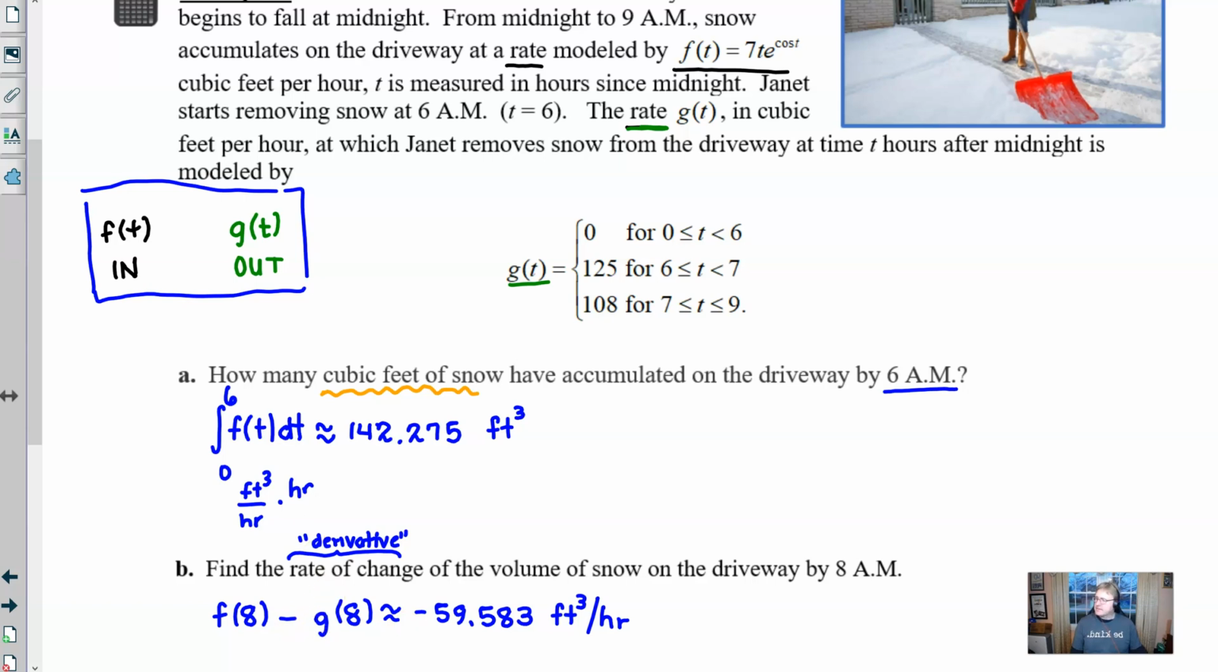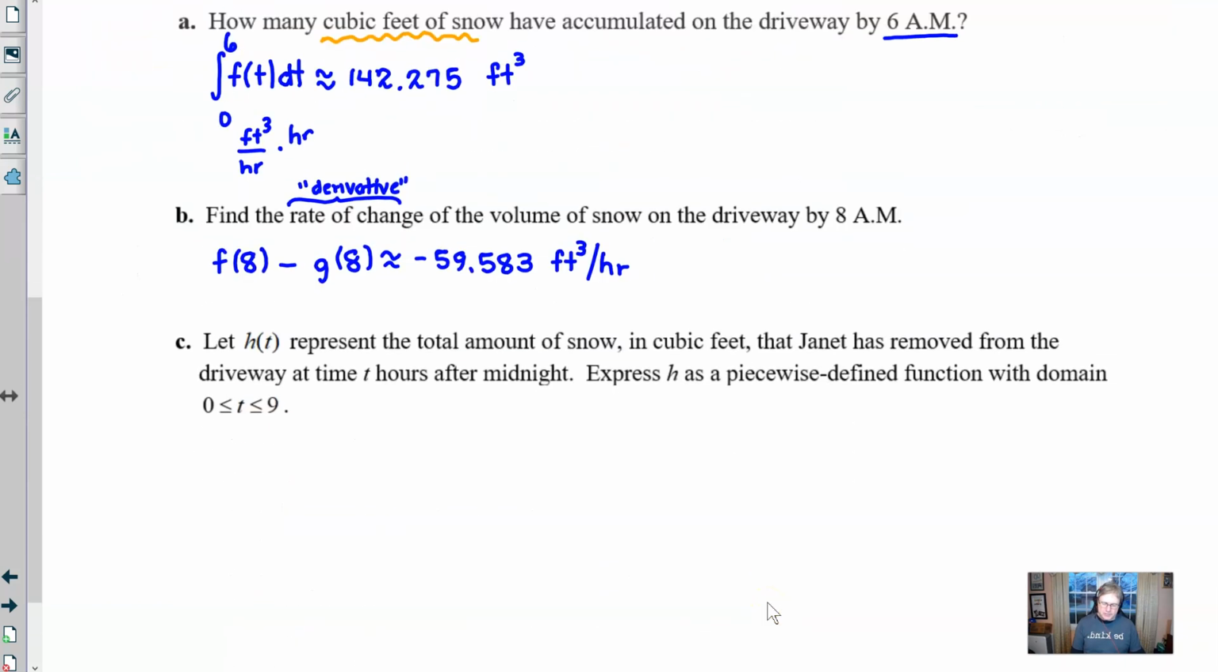All right, guys, let's take a look at our Part C. Part C might be the most troublesome part of the problem. Let H of T now come into the picture and represent the total amount of snow in cubic feet that Janet has removed from the driveway at time T hours after midnight. Express H as a piecewise defined function with the domain from 0 to 9.